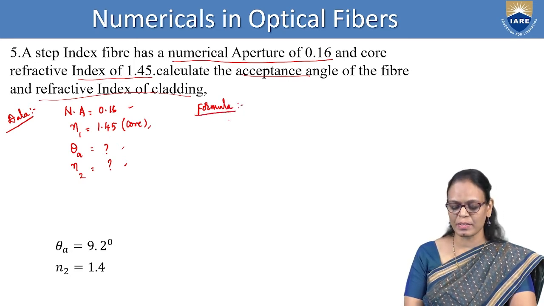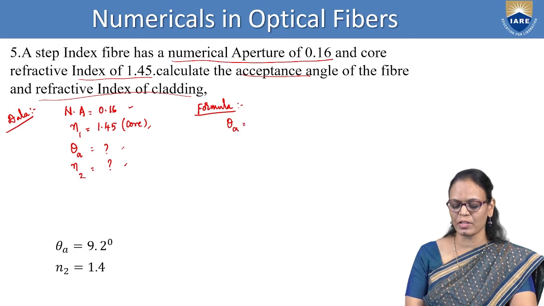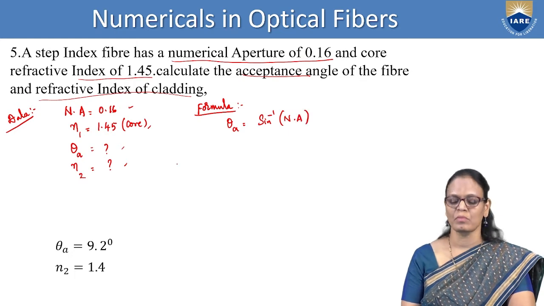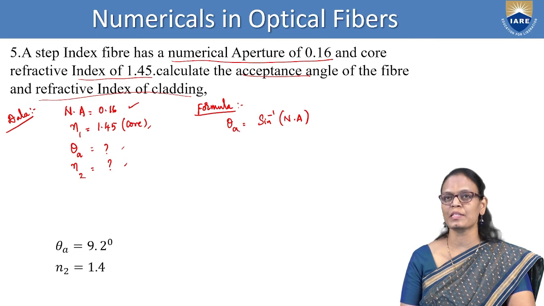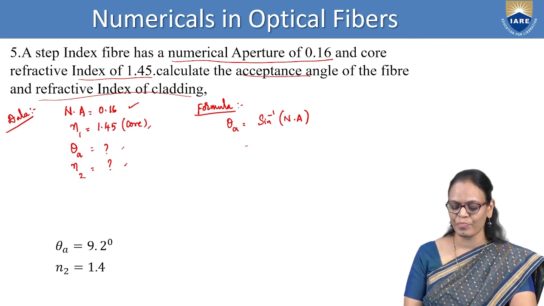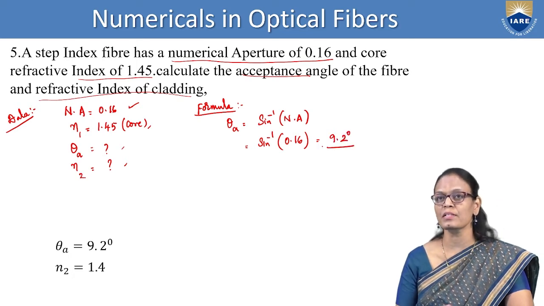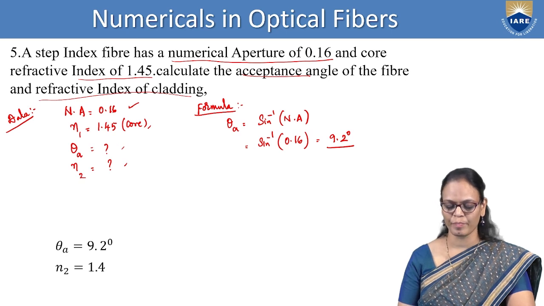First we'll find acceptance angle. Theta A is equal to sine inverse of NA, numerical aperture. Since the numerical aperture is given, we can easily find the acceptance angle, sine inverse of NA. So this is sine inverse 0.16. That is 9.2 degree. So the acceptance angle is 9.2 degree.